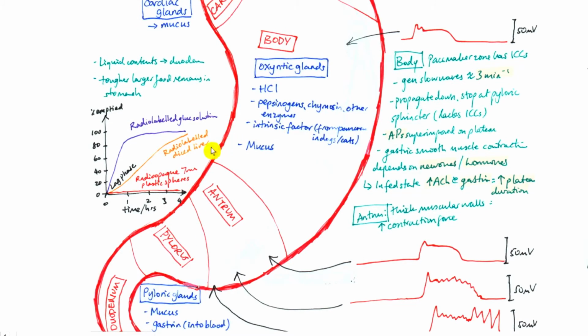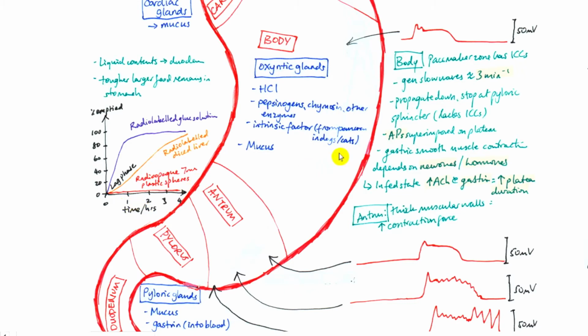If we look at this graph, plotting time in hours against percent emptied, someone put radio-labelled glucose solution. So if it's in solution, then it's emptied pretty fast, but if it's solid, then it is stuck in the stomach and has to be digested. So there's a lag phase with radio-labelled diced liver, and someone put radio-opaque plastic spheres, 7mm plastic spheres in them. The emptying is not going to be very good there, but you get the idea.